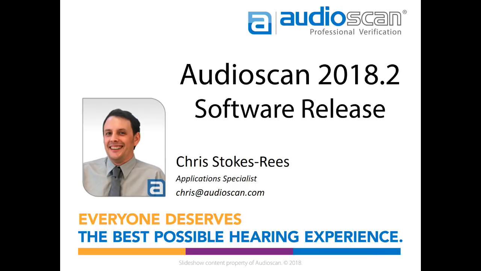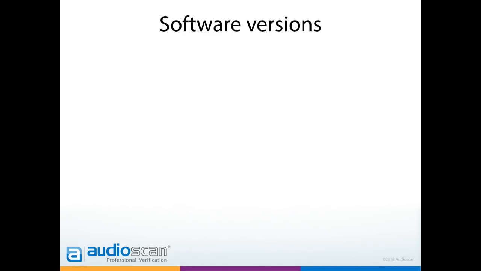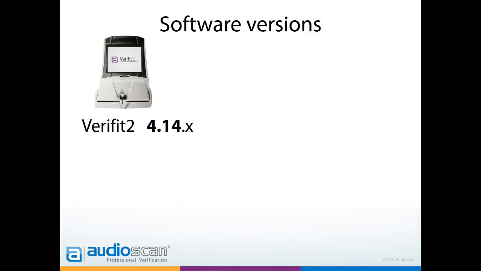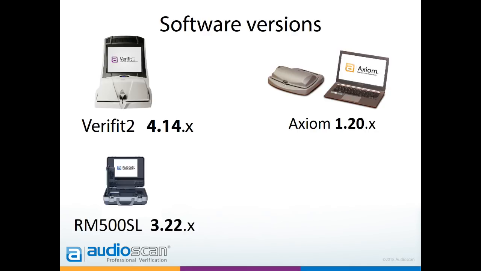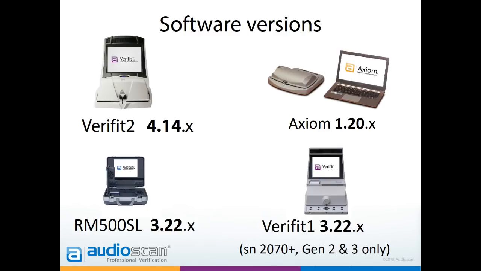Here's a look at what's new for the 2018.2 software release for Audioscan products. For this release, the version for Verifit 2 will be 4.14. For Axiom, it'll be 1.20. And for RM500SL and Verifit 1 Generations 2 and 3, it will be 3.22.